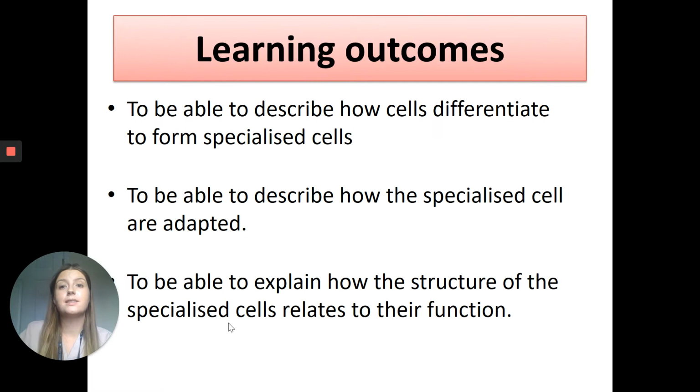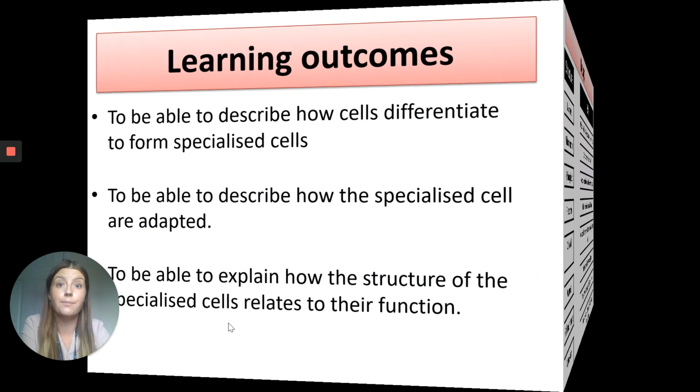Okay, so there's 3 things that we're going to look at. So being able to describe how cells differentiate to form those specialised cells, which I touched upon really at the start, to describe how a specialised cell is adapted or different specialised cells are adapted, and then we're going to explain how the structure of the specialised cells relates to their function.